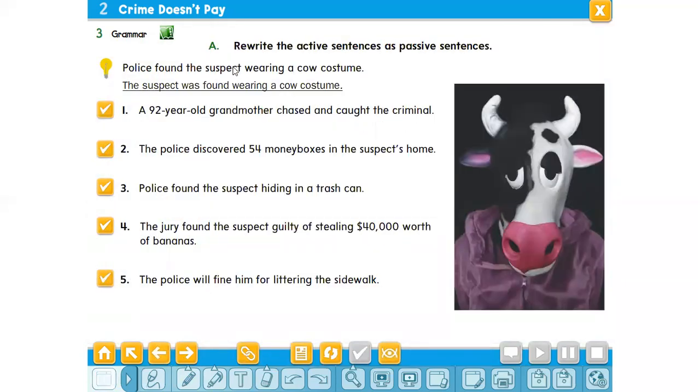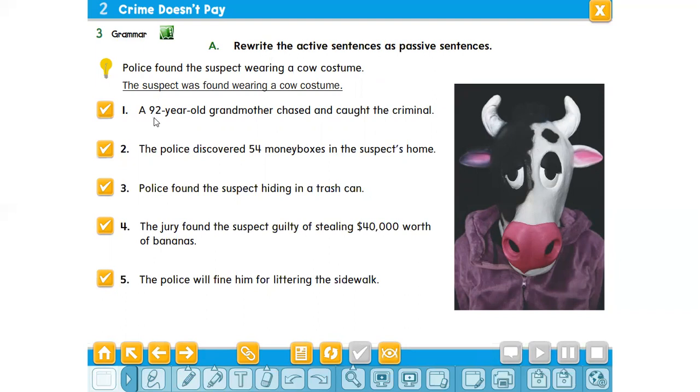Exercise number A, rewrite the active sentences as passive sentences. Police found the suspect wearing a cow costume. Here we will start with the object, okay? The suspect. What is the main verb? Found. It's in the past form. So we will use verb to be in the past form, was. And the past participle of found is also found. And we will complete the sentence. Easy?